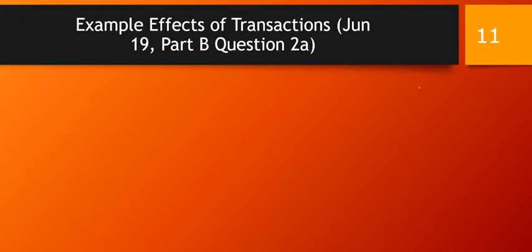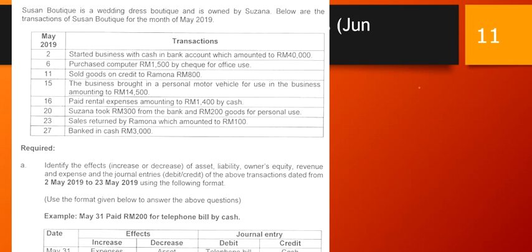So now kita buat example effect of transaction. You all boleh tengok June 19 Part B question 2A. Okay, so inilah contoh. Susan Boutique is a wedding dress boutique and is owned by Susanna. Below are the transactions of Susan Boutique for the month of May 2019. Required, identify the effect. Nampak tak? Soalan minta effect. Effect tu hanyalah increase or decrease of asset, liability, owner's equity, revenue and expenses.